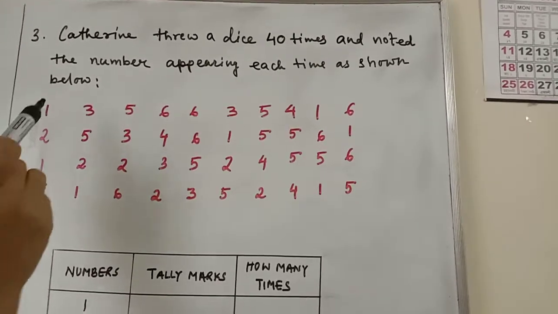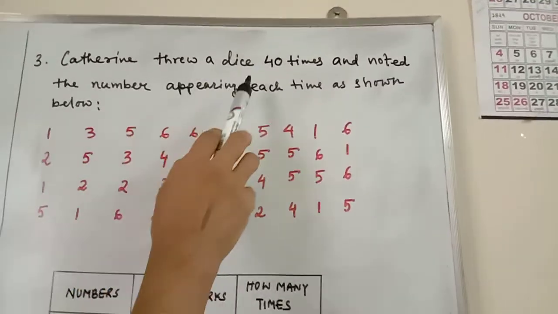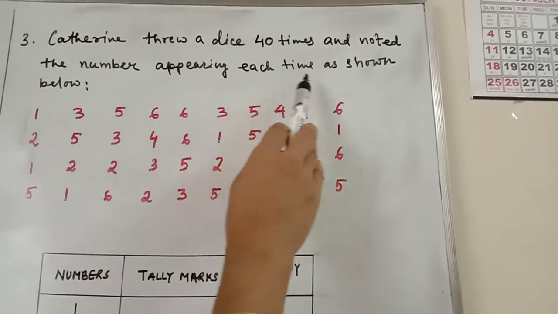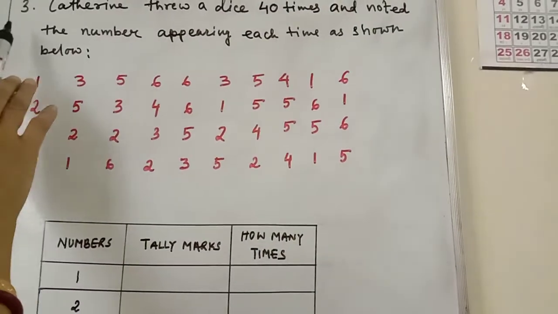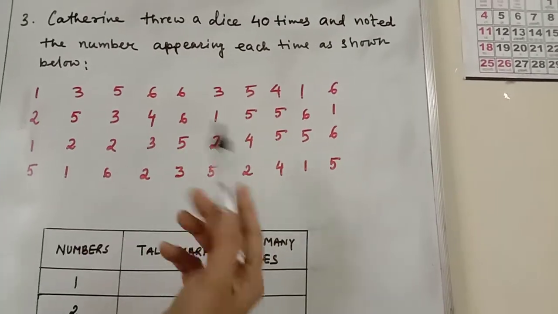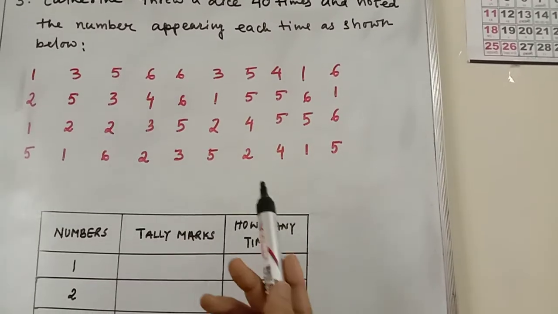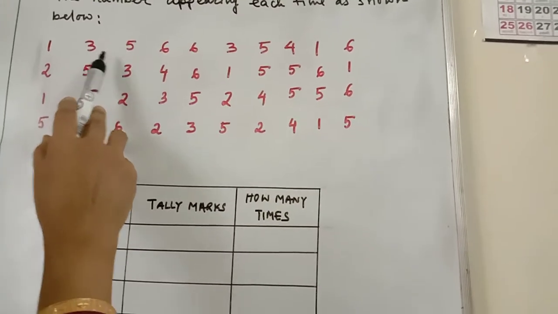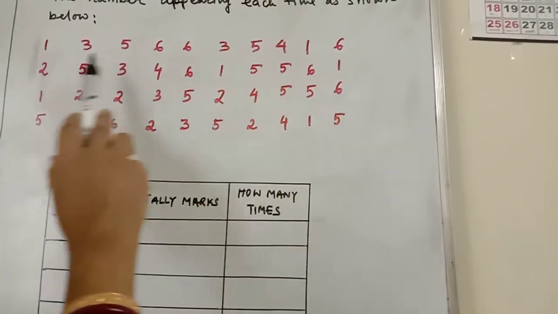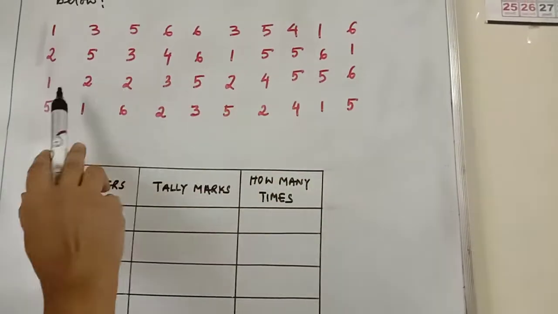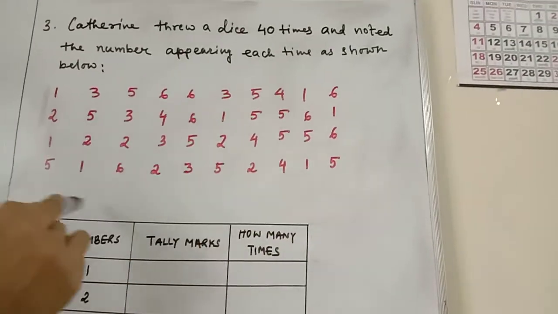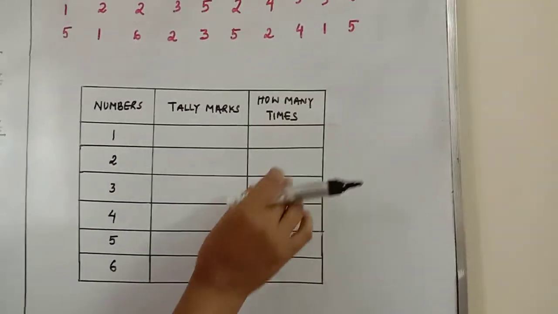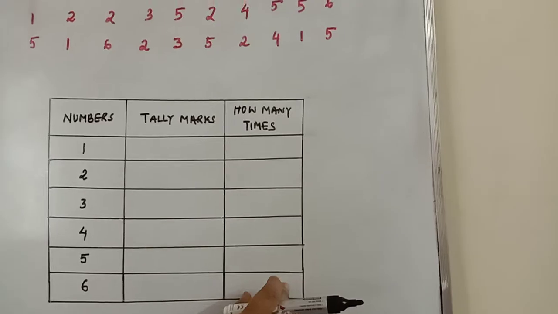Now question number 3. Catherine threw a die 40 times and noted the number appearing each time as shown below. That means when you are throwing a die, you will get different numbers between 1 to 6. So the numbers Catherine got in 40 throws of the dice are written here. You have to arrange the numbers in a tally marks table, and the actual number also you have to write. Understood?